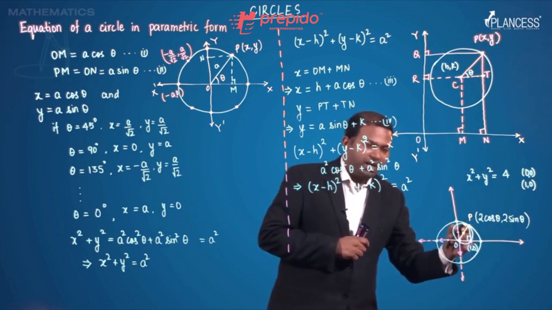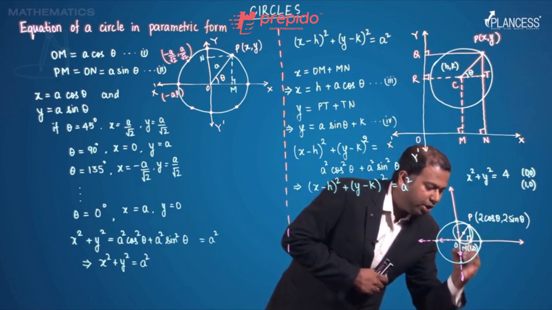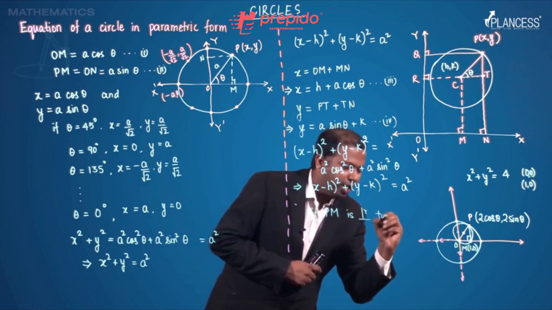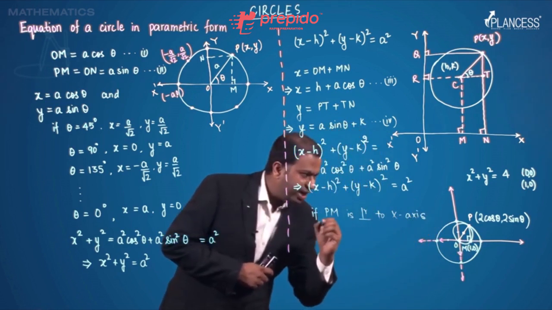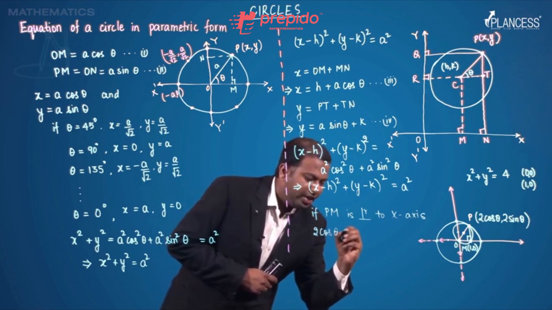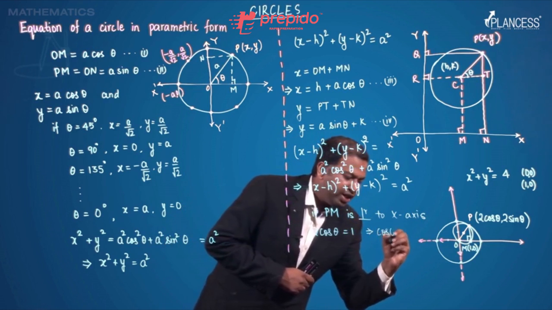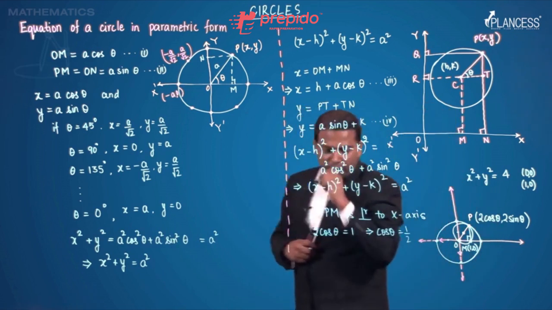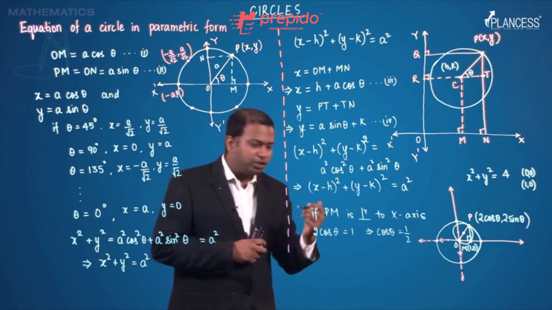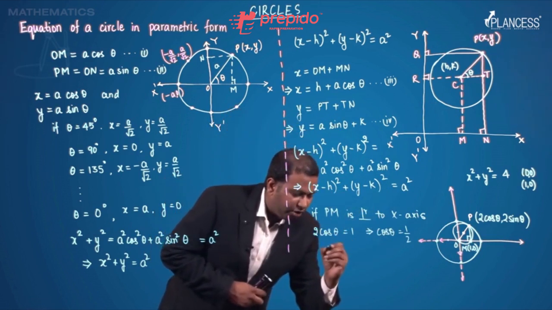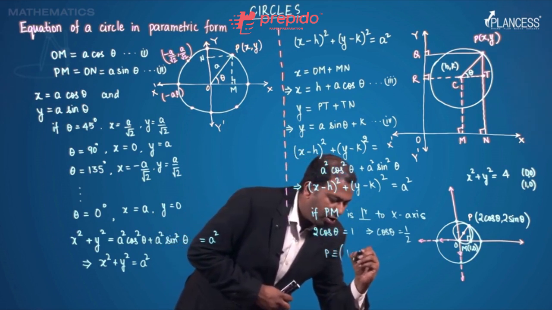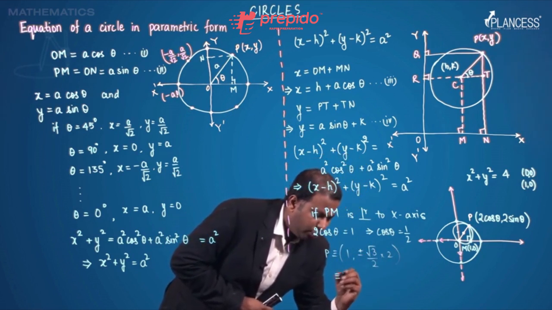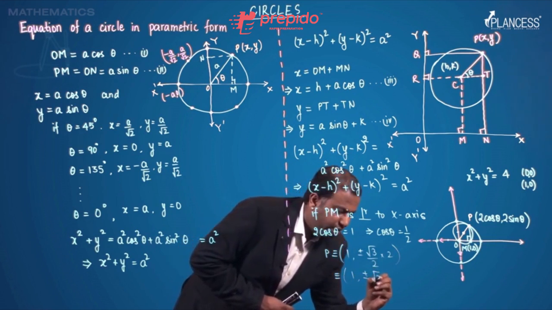Now from the diagram, if we call this point M, PM is perpendicular to x-axis, clearly 2 cos theta should be equal to 1, which implies cos theta is equal to half, from where we get theta can either be 60 degree or it can be minus 60 degree, which gives us sin theta is equal to plus or minus root 3 by 2, and therefore the point P will be nothing but 1 comma plus and minus root 3 upon 2 into 2, which is equal to 1 comma plus and minus root 3.